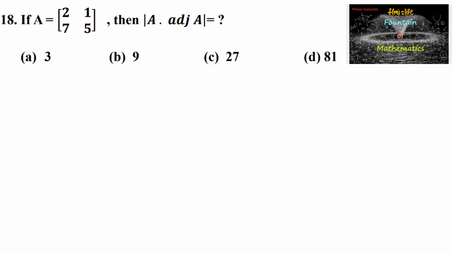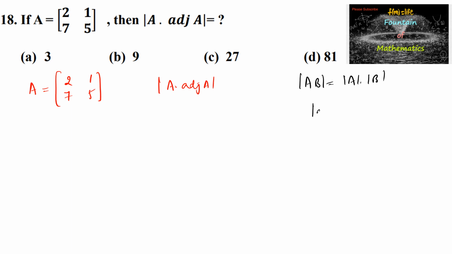If A is a 2 by 2 matrix given as 2, 1, 7, 5, then find the determinant of A into adjoint of A. We know that determinant of AB is equal to det A into det B, and also determinant of adjoint of A is equal to det A to the power of n minus 1, where n is the order of the matrix A.